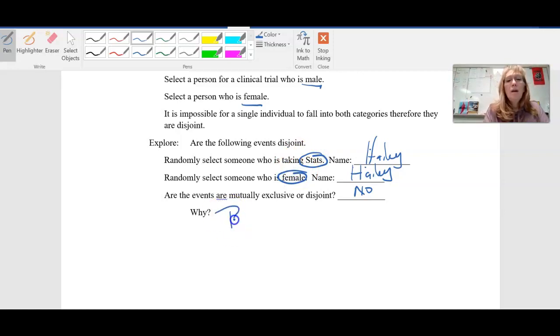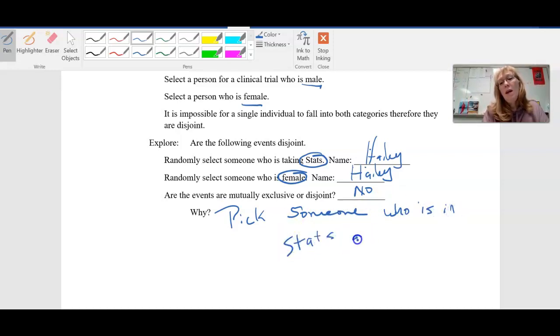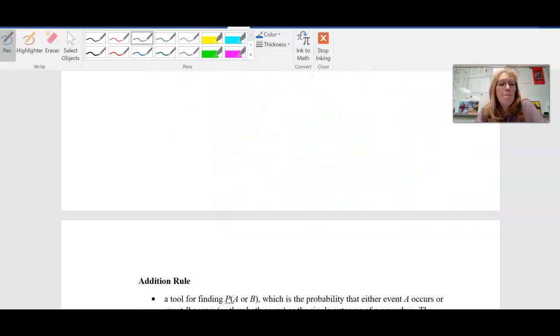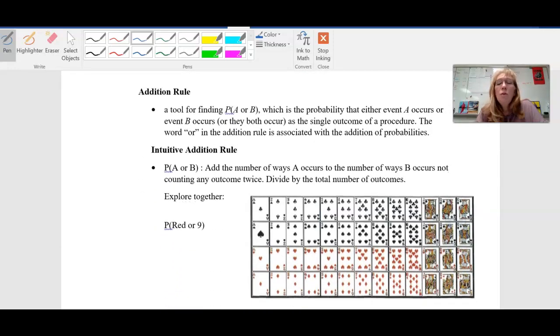I can pick someone who is in stats and is a female. Not disjoint. If it was impossible to do that, then they would be disjoint. I hope you're understanding. Okay, addition rule.